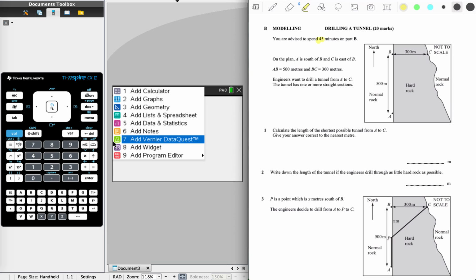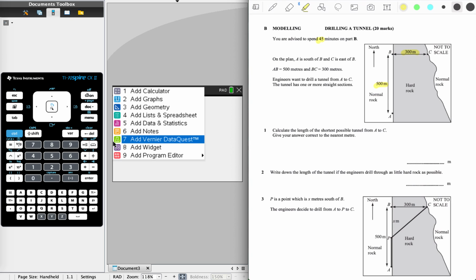Invite to spend 45 minutes. On the plan, A is south of B. Yeah, that makes sense to me. And C is east of B. Yep, okay. AB is 500 meters, so that's all labeled. BC is 300 meters. Engineers want to drill a tunnel from A to C.